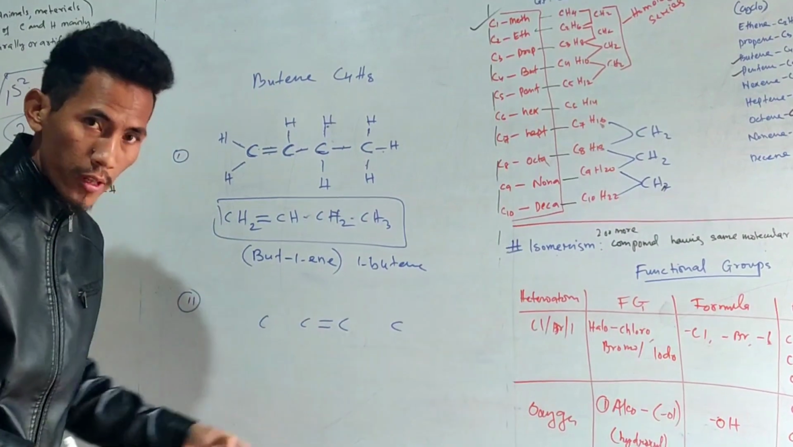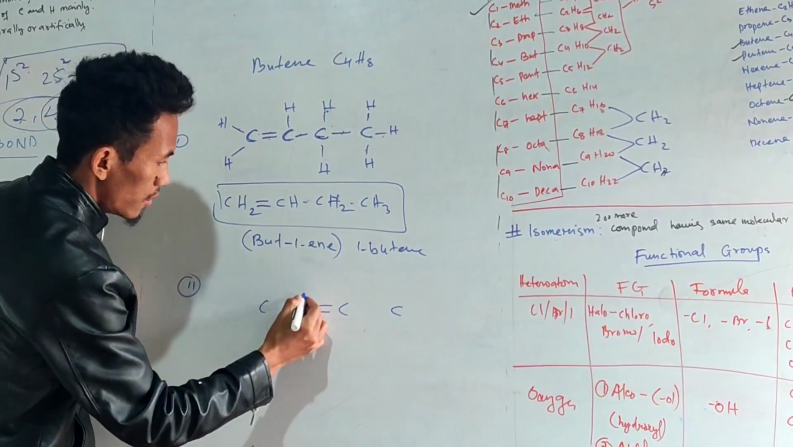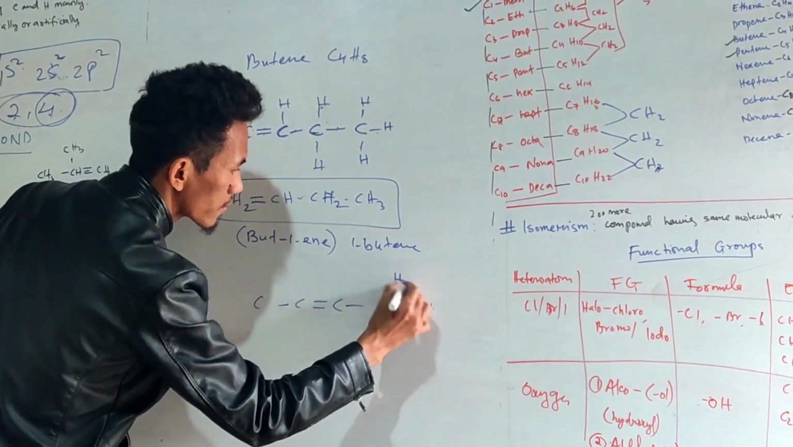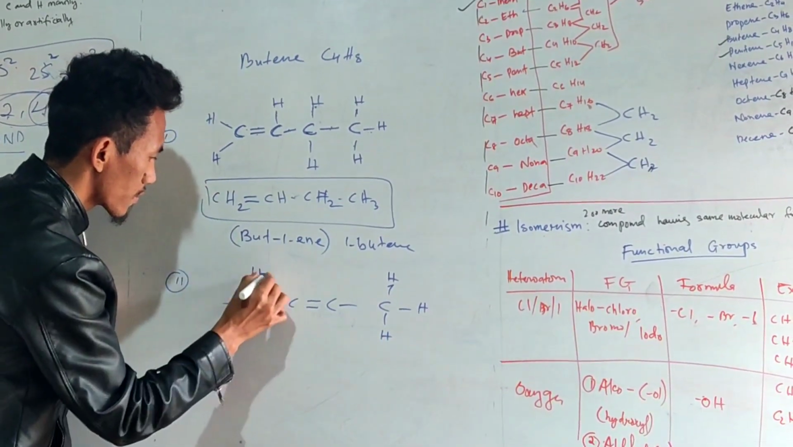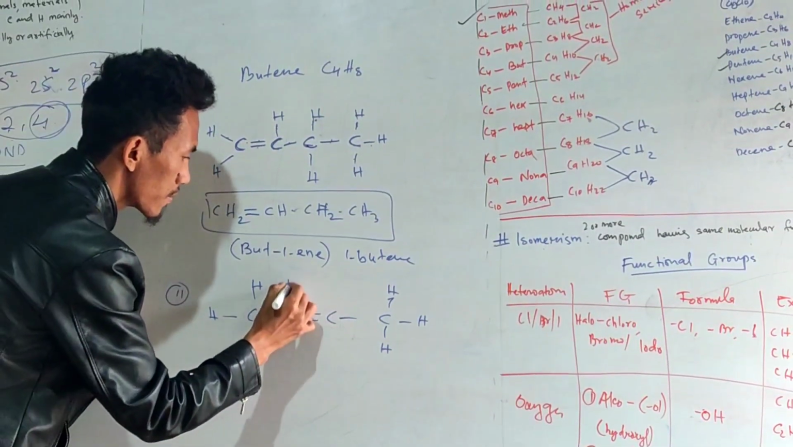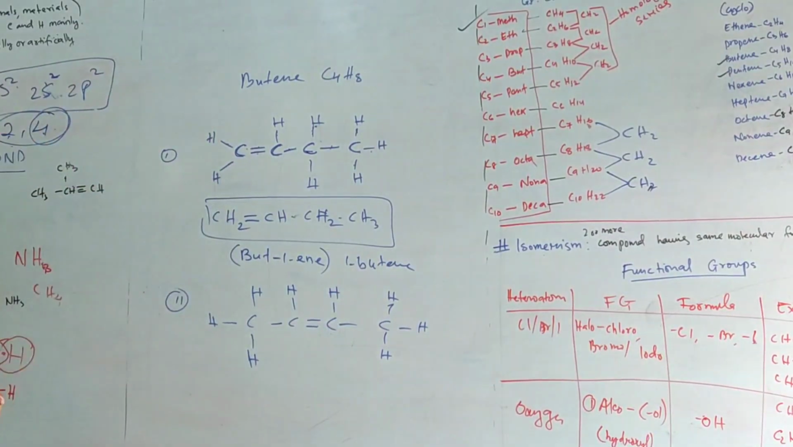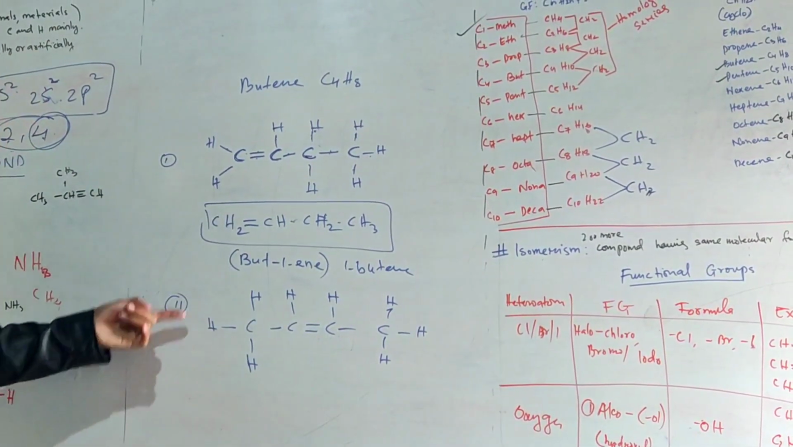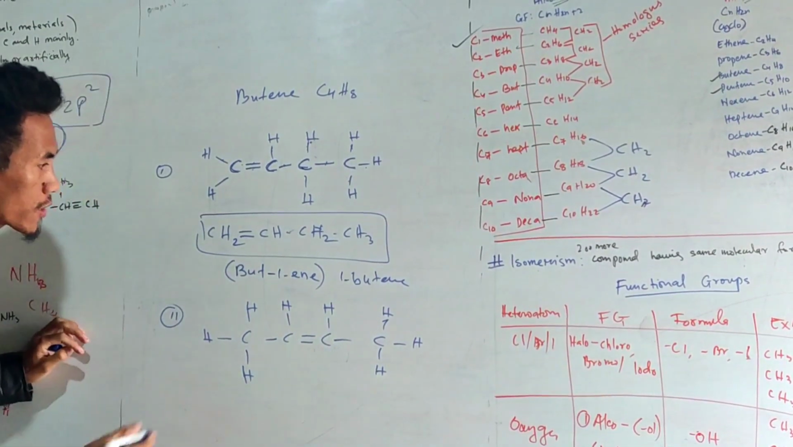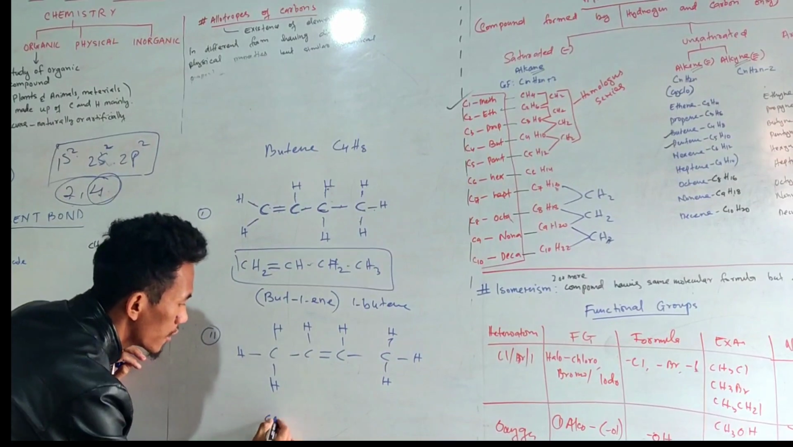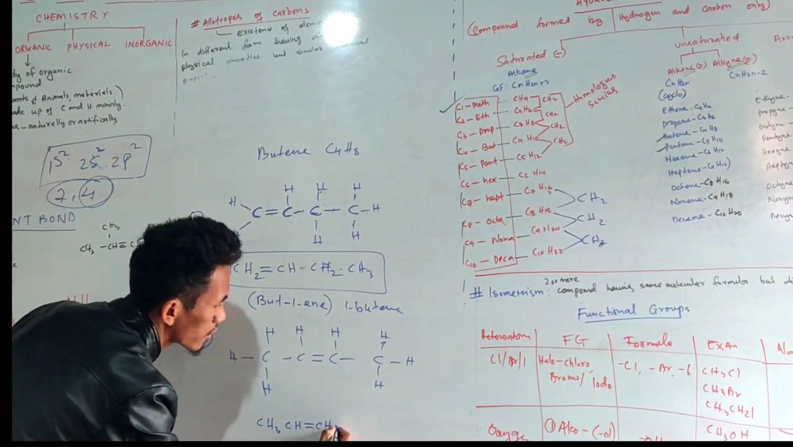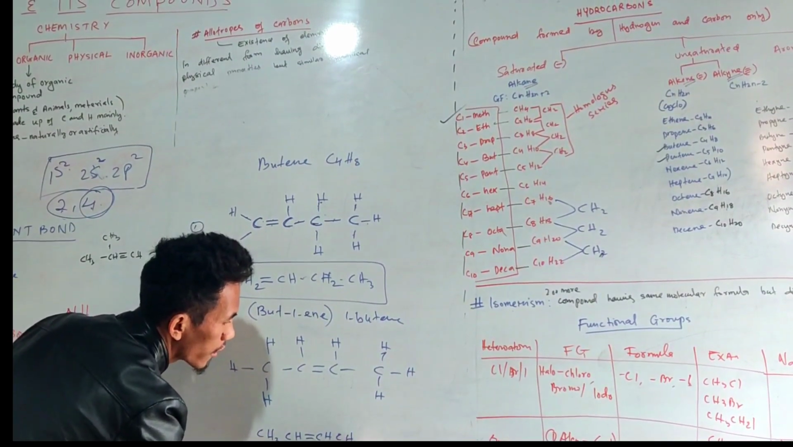Now let's move to the next one. This is the way to write C4H8 in another way, another structure. Okay, this can be written in a short way, that is CH3, CH, CH, CH3.